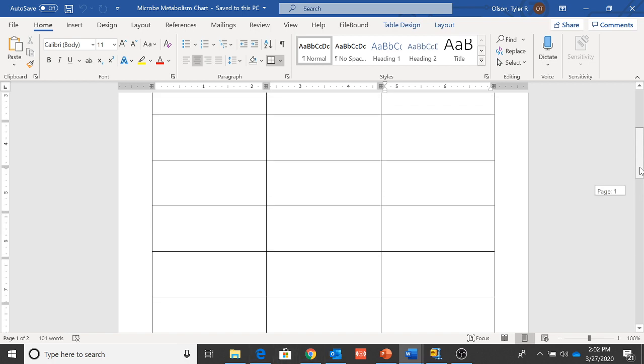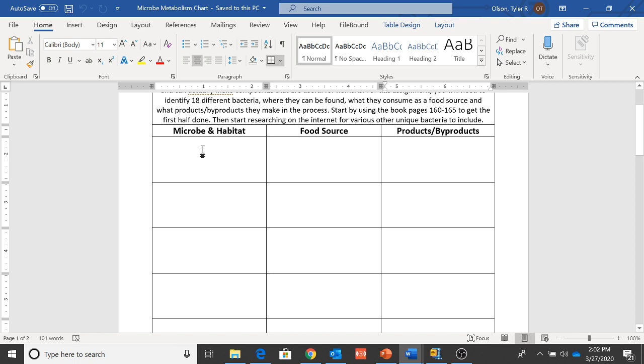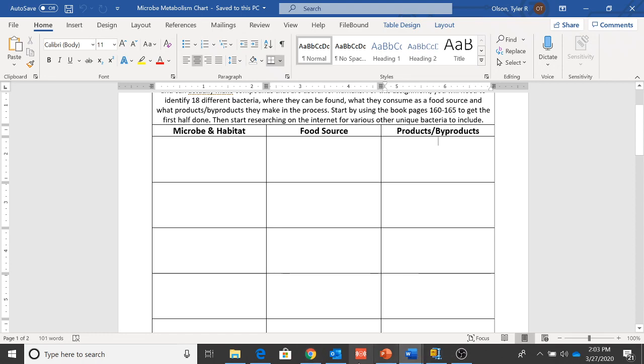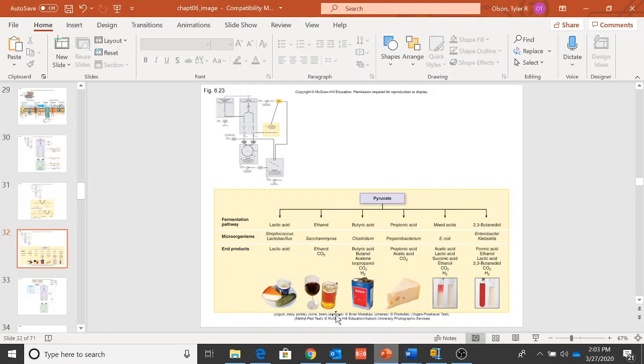If I was going to start this, it asks you for the microbe and its habitat, its food source, and then products or byproducts. If there's 15 things listed for byproducts or products, give me one or two, but please don't go further than that. So if it was me doing this, let's go back here. Just for the sake of keeping this easy, for the first one, what goes in is this molecule called pyruvate, and what comes out is lactic acid.